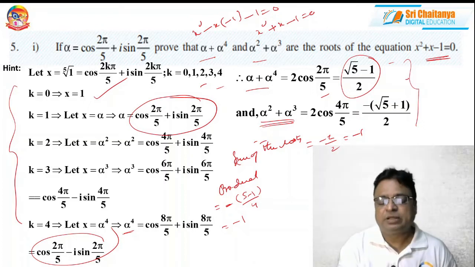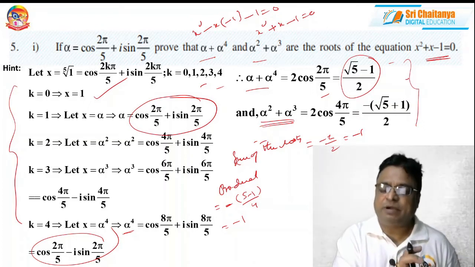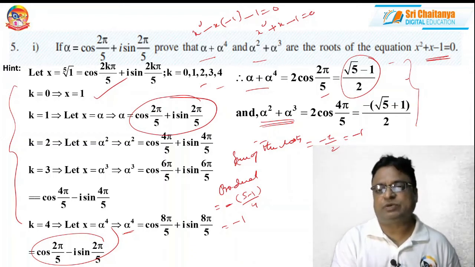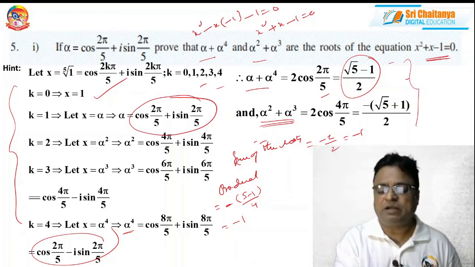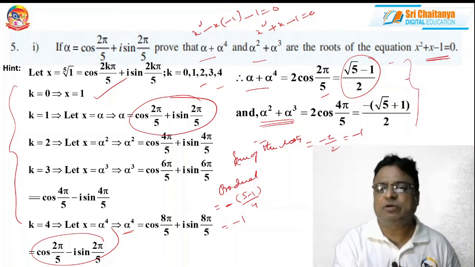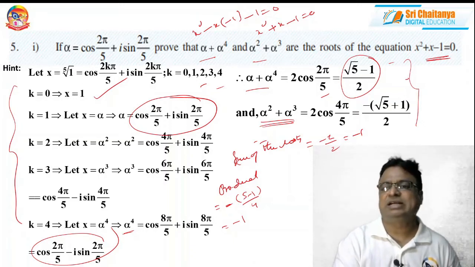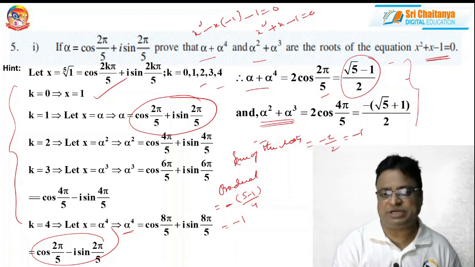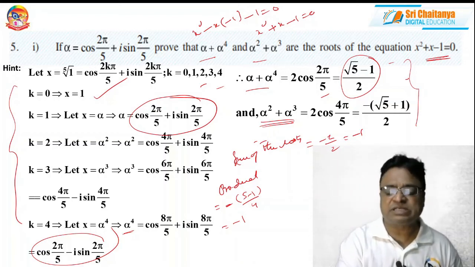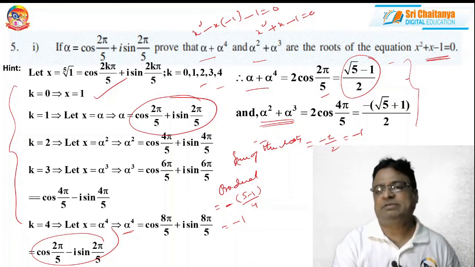Again, I am telling, if fifth roots of unity are given, then the sum of fifth roots of unity is 0. That is 1 point. If alpha is a fifth root of unity, alpha power 5 equal to 1, then alpha equal to 1 by alpha power 4. Alpha square equal to 1 by alpha cube. Alpha power 4 equal to 1 by alpha, like that reciprocally, because it is a reciprocal equation. What is alpha and what is alpha square? This is the way to get that concept very clearly.